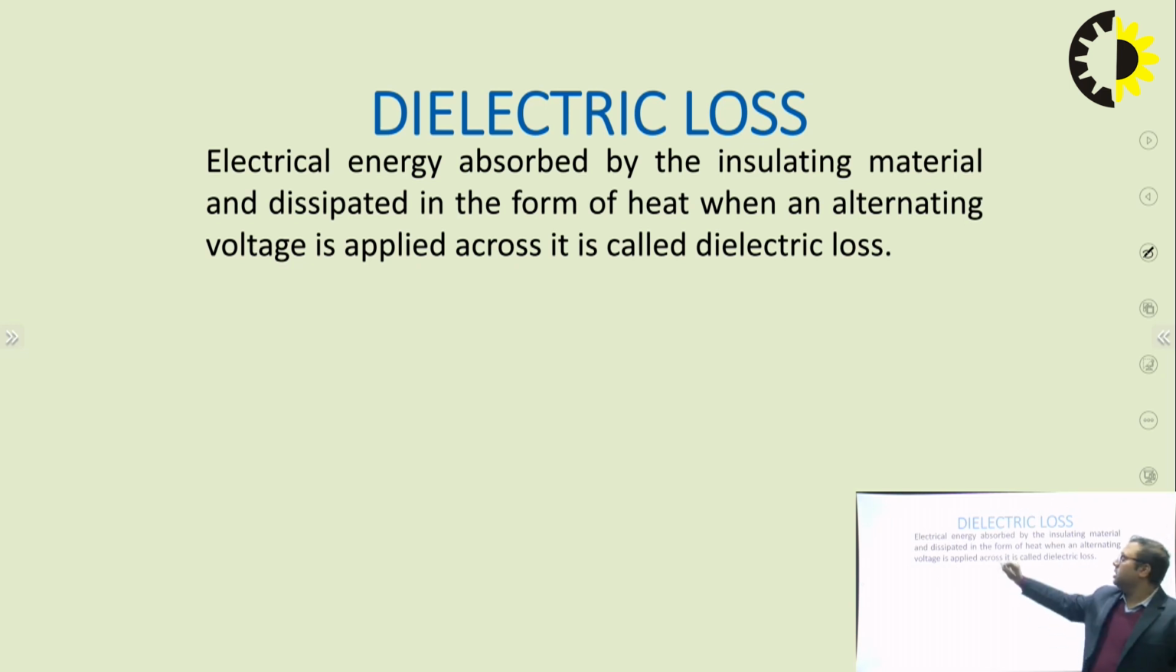Then next is the dielectric loss. The dielectric losses are generally the electrical energy absorbed by the insulating material, which is dissipated in the form of heat when an alternating voltage is applied. So the loss of heat when an external alternating voltage is applied is known as the dielectric loss.